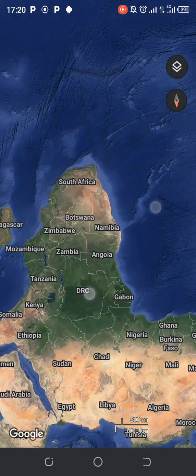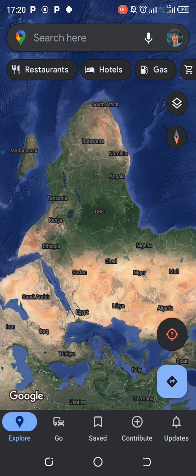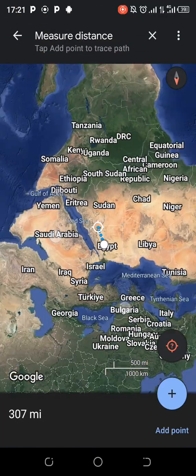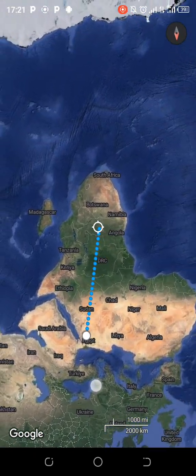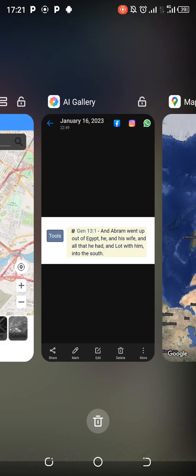This is how the map is. He went down to Egypt. Yes, this is how our map is. Don't change our map. Okay, so let's read this. And Abraham went up out of Egypt, he and his wife, and all that he had. And Lot went with him into the south. So this is where Abraham was in Egypt, and then he walked out of Egypt, he and his wife, and Lot, into the south.